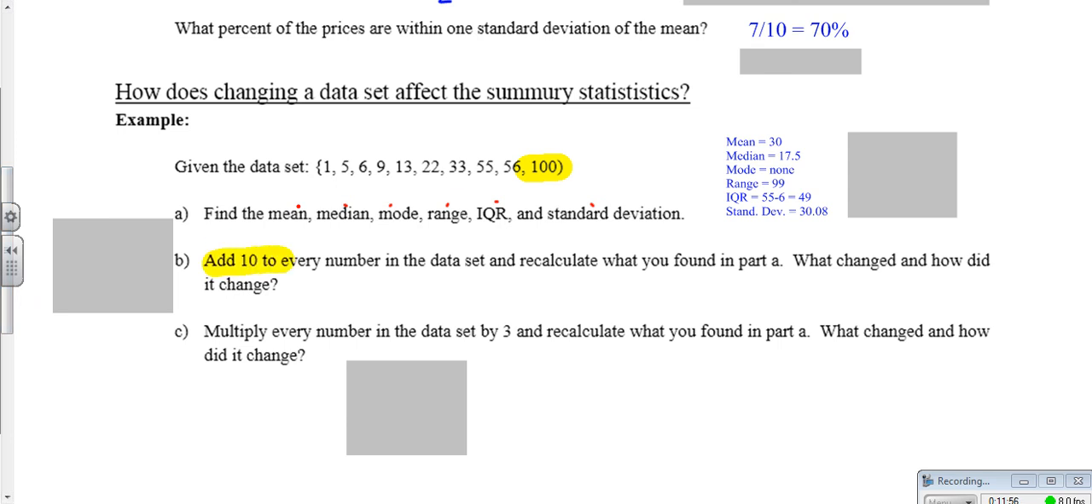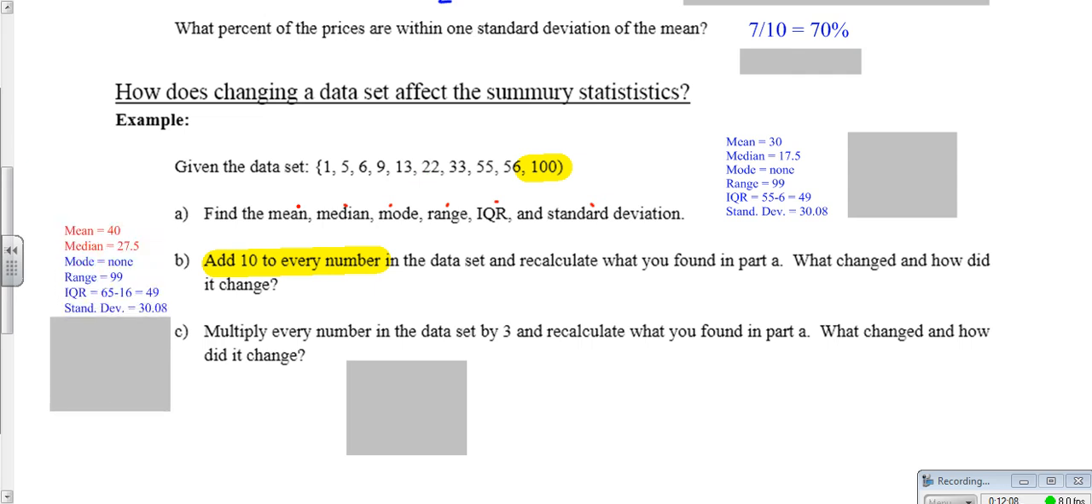All right, well, what if you added 10 to every number? If you add 10 to every number, what happens, do you think? Well, this one becomes 11, 15, 16, 19, 110. All those things are added by 10. Here's the results if you do that. The mean is 40 instead of 30, so that changed by 10. The median was 17.5, now it's 27.5, so that increased by 10. So we just added 10.